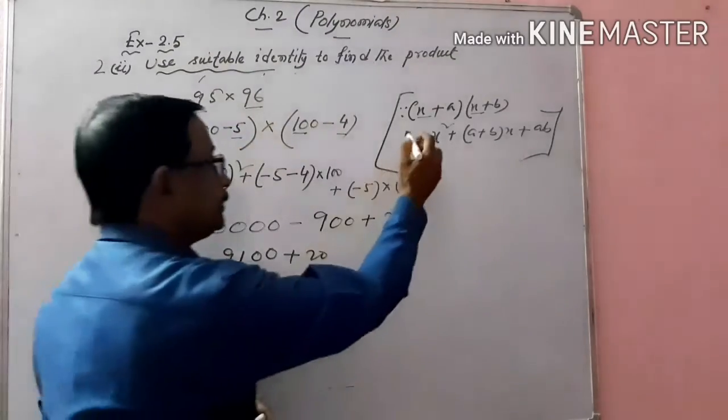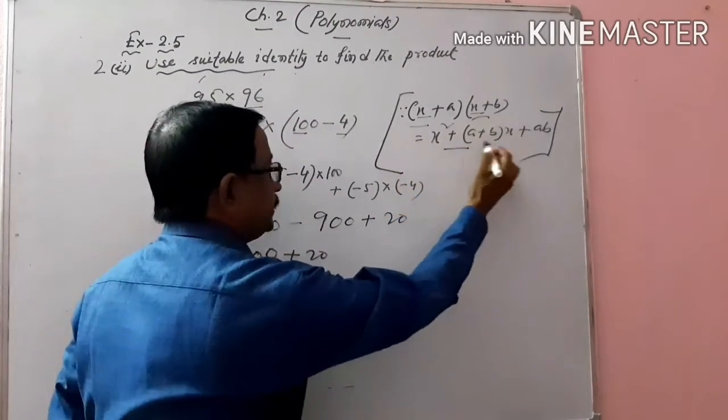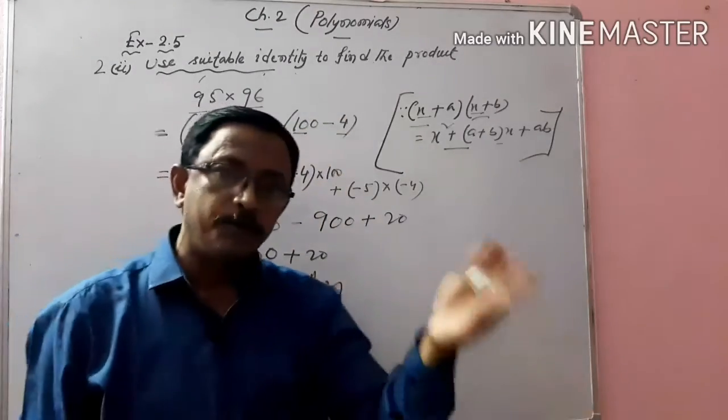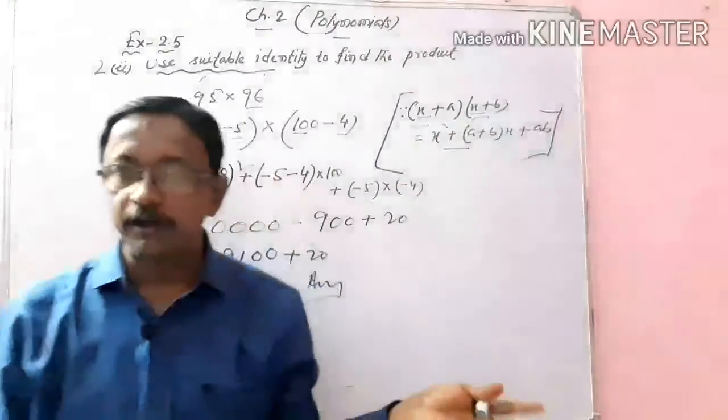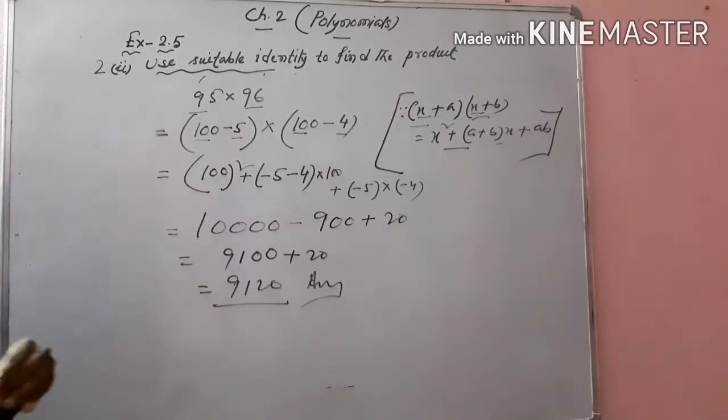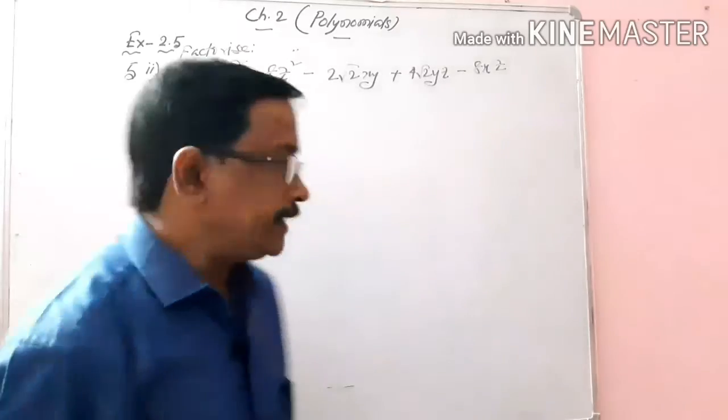And once you use an identity, don't forget to write this identity. In each and every sum, once you use an identity, you must write the identity. Otherwise, you will not get full marks. Okay? Let's come to the next sum. Okay guys, next one.